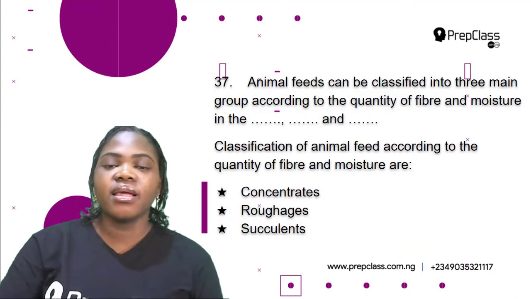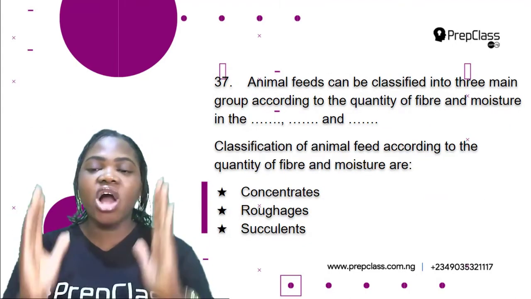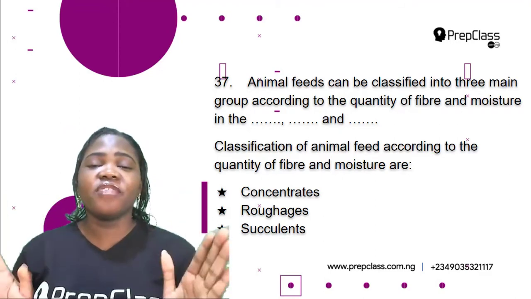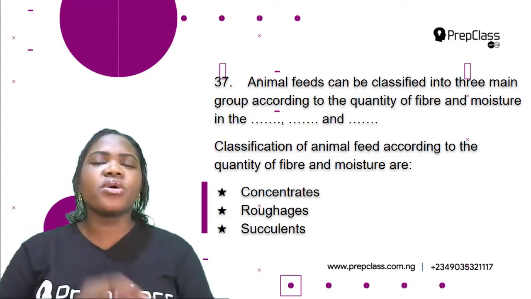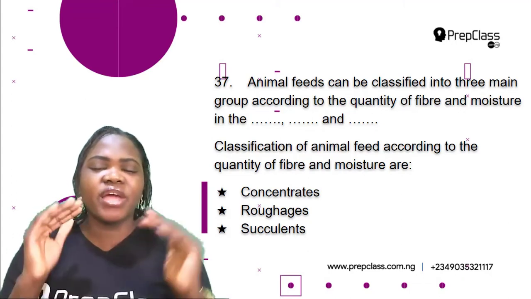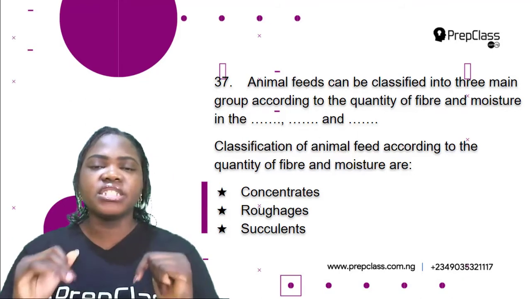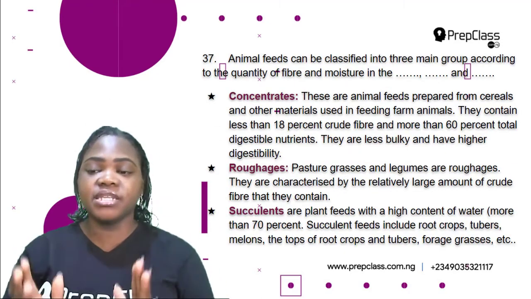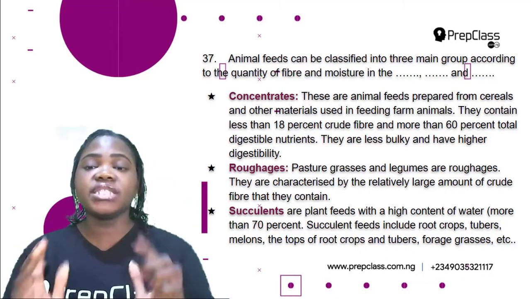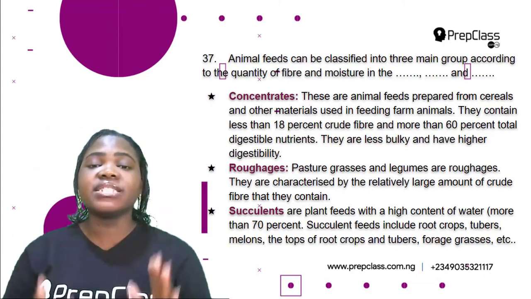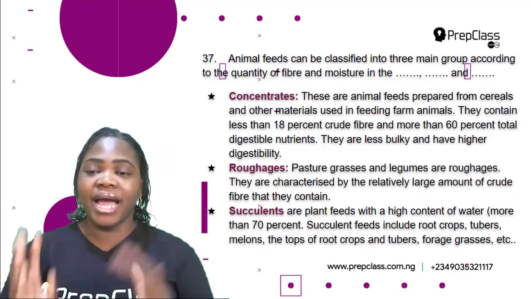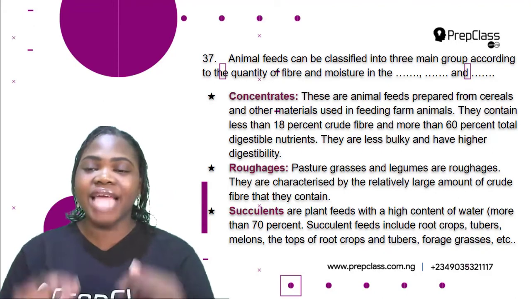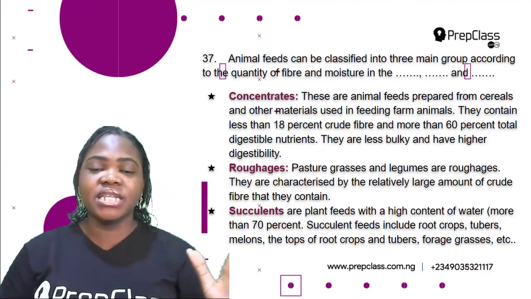So, classification of animal feed according to the quantity of fiber and moisture are concentrate, roughages, and succulents. So before we go ahead to choose the option, let's find out the meaning of concentrate, roughages, and succulents. So concentrates are animal feeds that are prepared from cereals and other materials used in feeding farm animals. They contain less than 18% crude fiber and more than 60% total digestible nutrients. They are less bulky and have high digestibility.